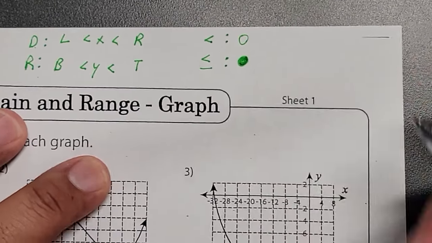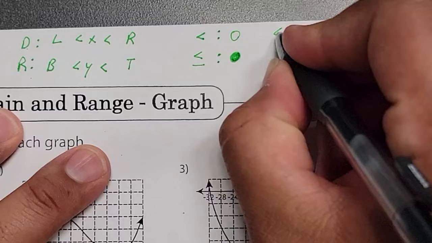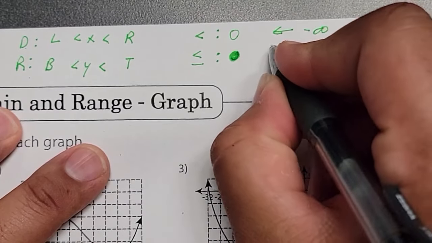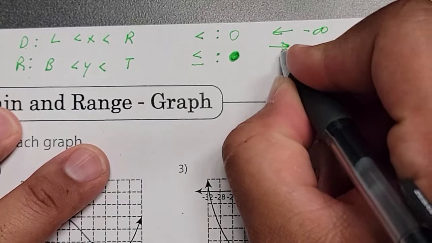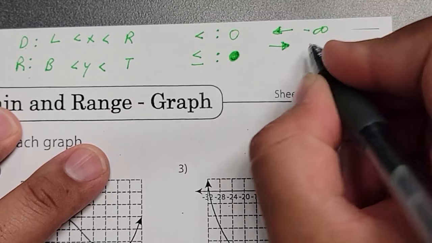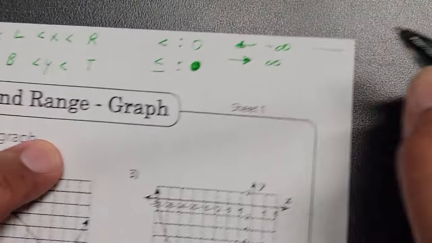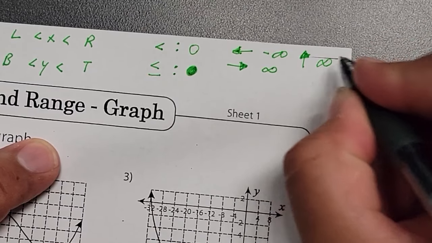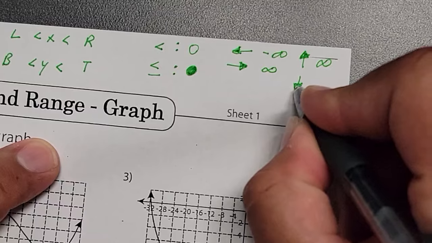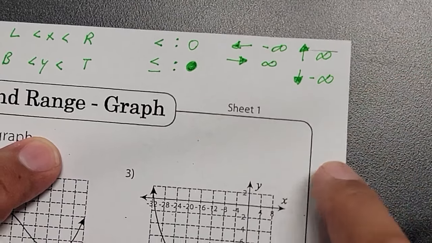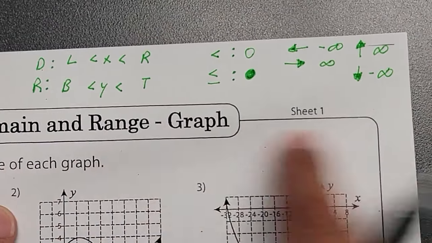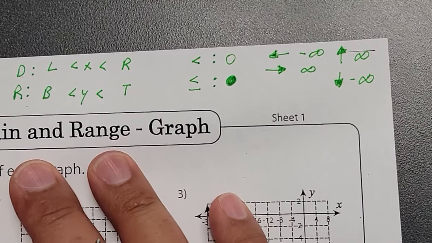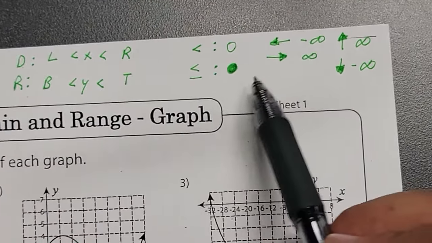Okay. Last thing, if we have an arrow pointing to the left, that's negative infinity. If we have an arrow pointing to the right, that's positive infinity. If you have an arrow going up, that's positive infinity. An arrow going down is negative infinity. So these are all the notes that we need for domain and range for these graphs. Okay? So go ahead and copy this down.